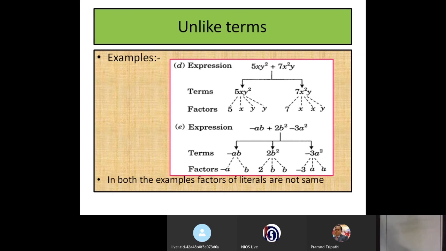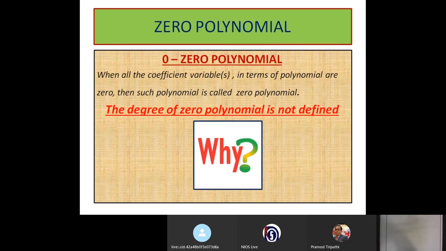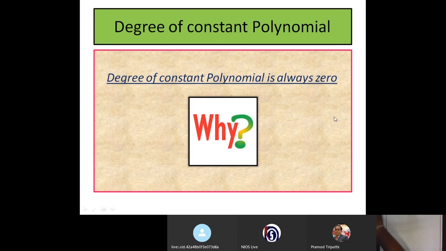Now, the zero polynomial we have discussed. When all the coefficients of the terms of a polynomial are 0, then such a polynomial is called the zero polynomial. I have explained that the degree of the zero polynomial is not defined. And the degree of a constant polynomial, I have also discussed, is always 0.